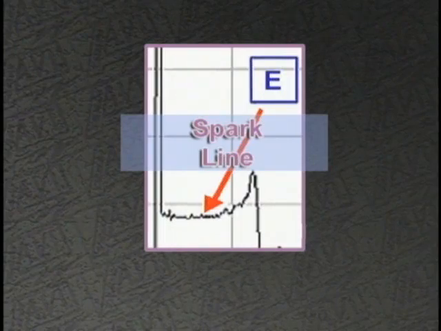We don't have a whole lot of turbulence in the spark line because the car, as you can see, at 600 RPM is at idle.